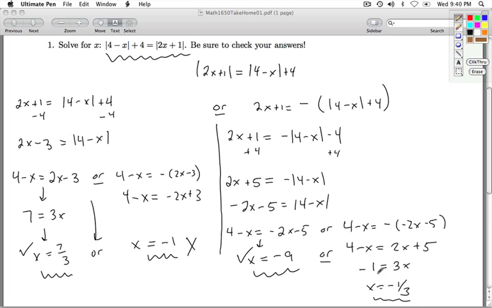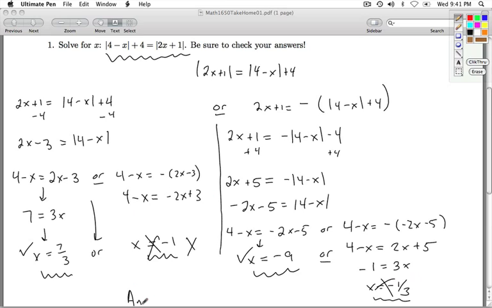Let's try the negative 1/3. 4 minus a negative 1/3 is 4 plus a third. 12 thirds plus 1/3 is 13 thirds. 13 thirds plus 4 is 13 thirds plus 12 thirds. That's 25 thirds. On the right-hand side, 2 times negative 1/3 is negative 2 thirds. Negative 2 thirds plus 1 is positive 1/3. And so these two sides don't match. So that's extraneous as well.